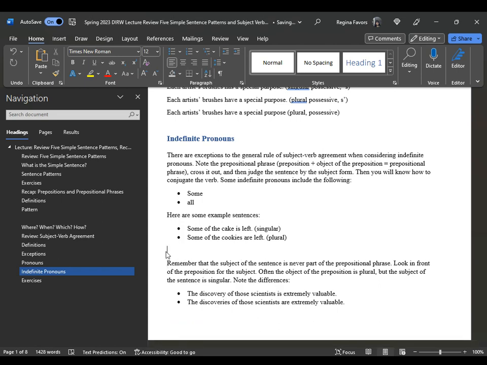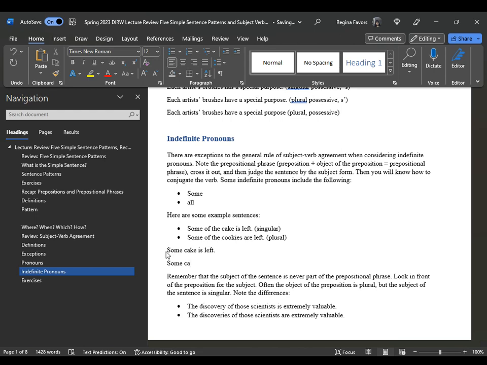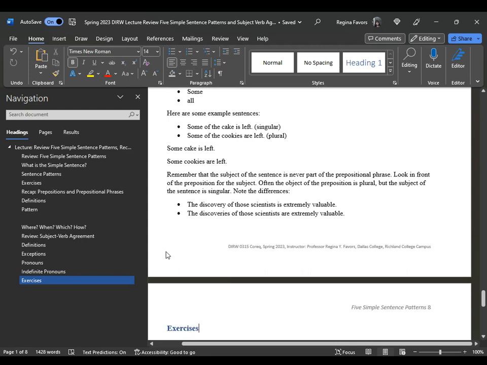So let's just write it and see what it looks like. Some cake is left, right? Some cookies are left, right? And then remember that the subject of the sentence is never part of the prepositional phrase. So look in front of the preposition for the subject. Often the object of the preposition is plural, but the subject of the sentence is singular. So in this case, we have two types of sentences, right? The discovery of those scientists is extremely valuable. The discoveries of those scientists are extremely valuable.